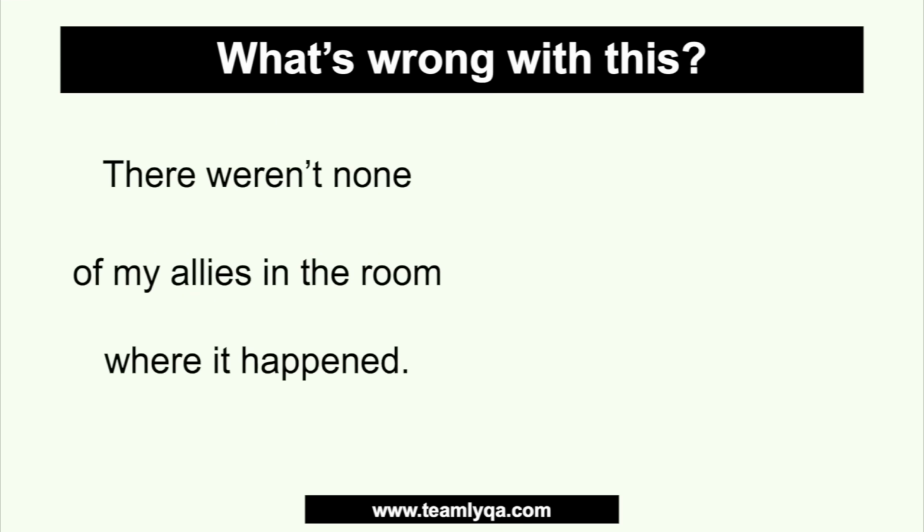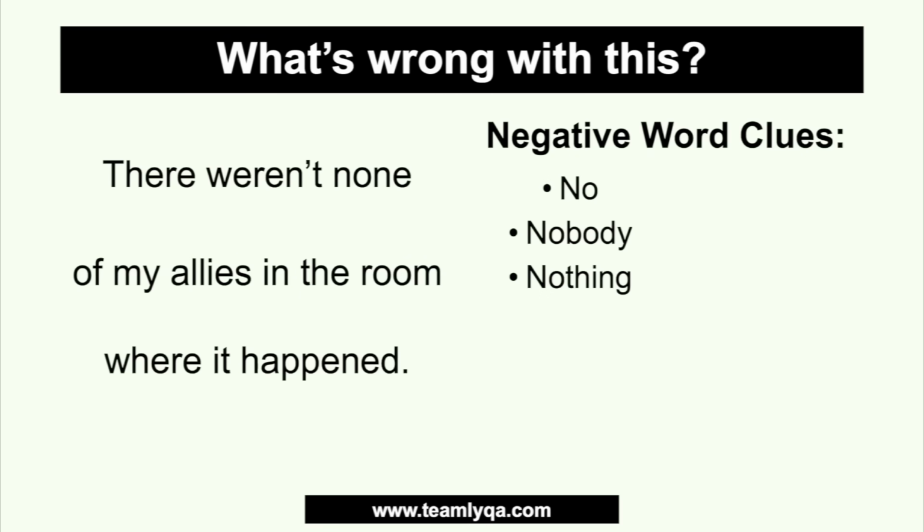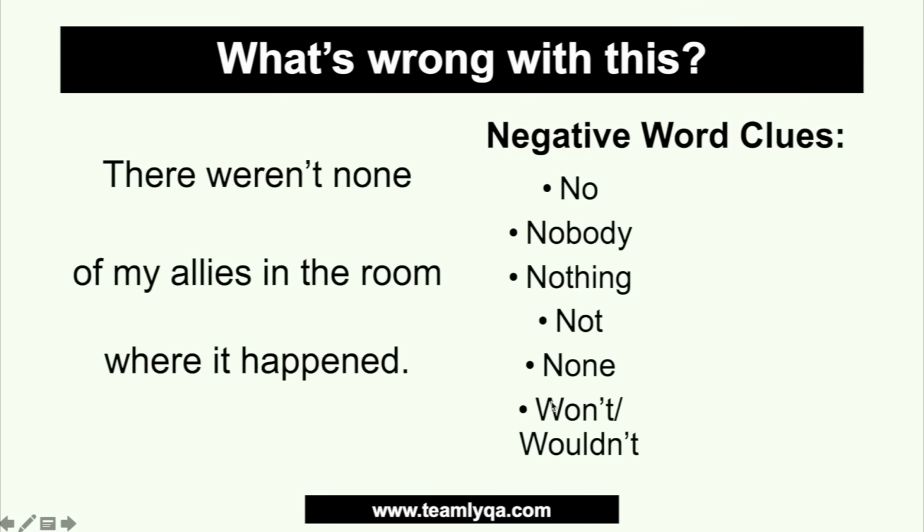Sabi, there weren't none of my allies in the room where it happened. So, again, to spot kung ano yung mga negatives dyan, a good clue would be what we call negative word clues. Ang negative word clues natin, some examples would be no, nobody, nothing, not, none, won't or wouldn't. Kasi ang won't would be will not. Yan ang translation yan. Ang wouldn't is would not.